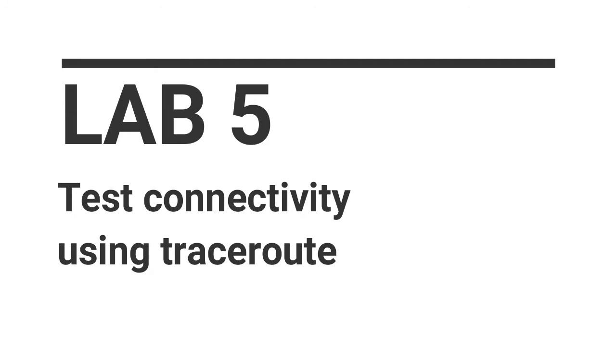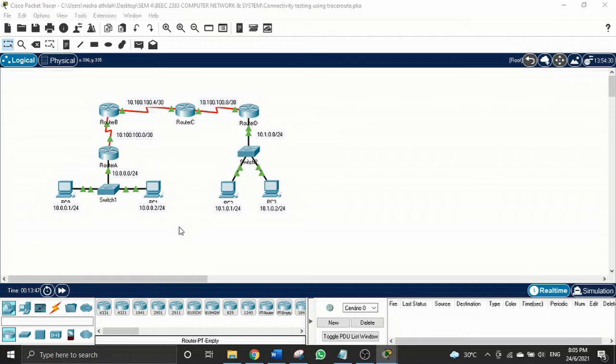For today, we're going to present Lab 5, which is test connectivity using Traceroute. So in this lab sheet, for part 1, test end-to-end connectivity with the tracert command. The first step is to send a ping from one end of the network to the other end. As you can see, this is the Traceroute packet that has been given.